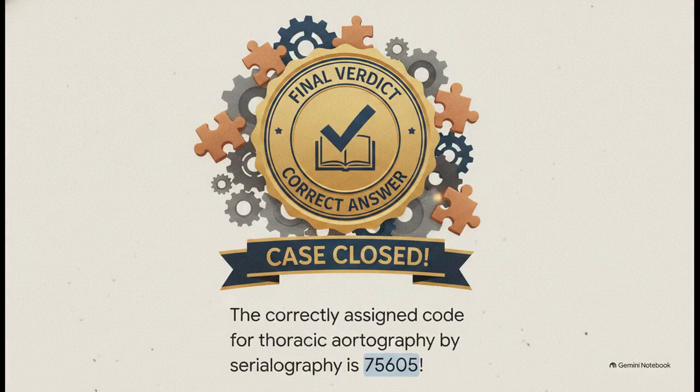And therefore, the correctly assigned code for thoracic aortography by serialography is 75605. You see, getting to this answer really wasn't about guessing at all. It was about systematically applying the strict rules from the source material. We isolated the anatomy, we isolated the specific technique, and boom, the correct code just perfectly reveals itself. It's like a giant puzzle, and we just found the final piece.